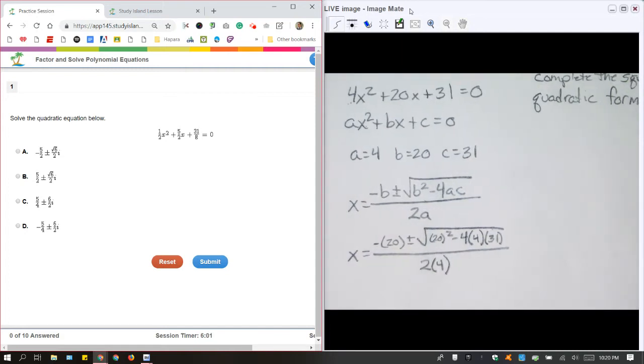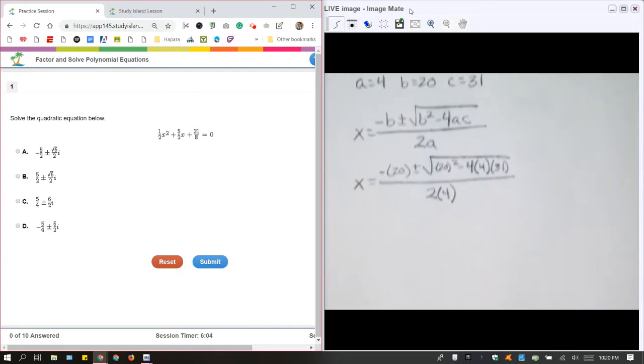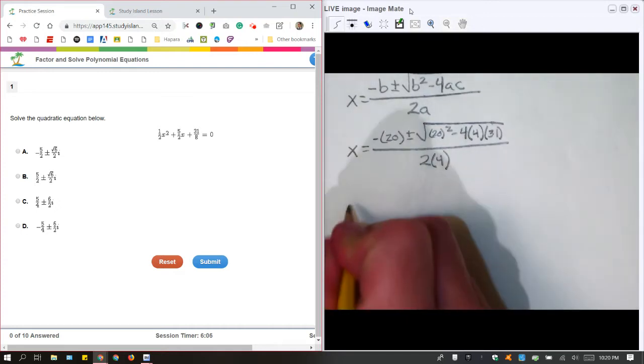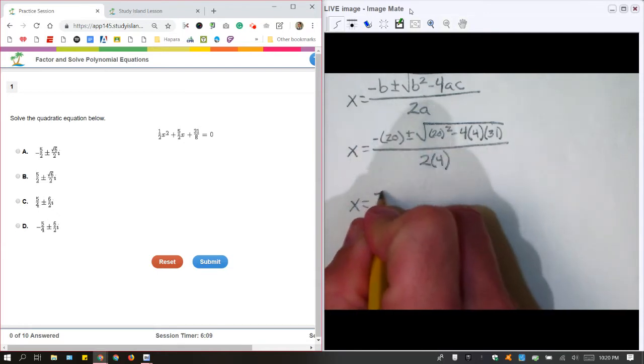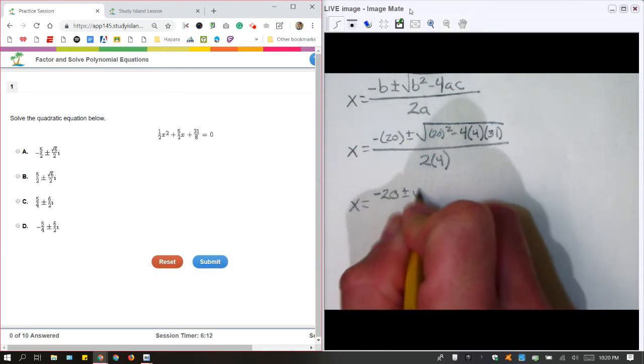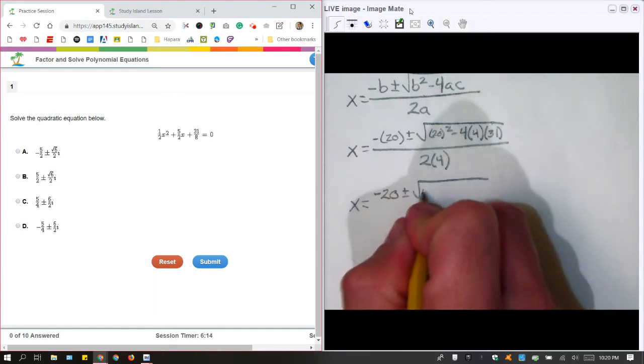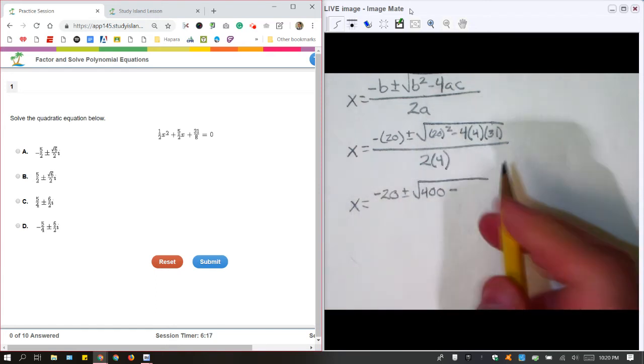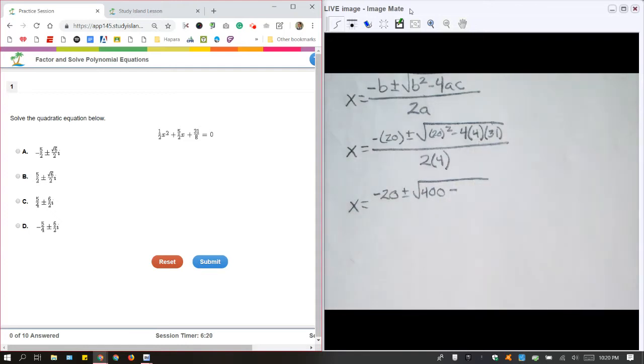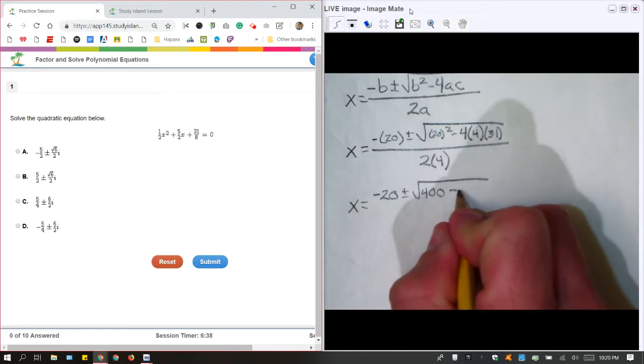So all we have to do is now simplify this, and we will keep getting our answer. So what's the next step? X equals, well, negative 20 is just negative 20, plus or minus the square root of 20 squared, which is 400, minus 4 times 4, which is 16, and 16 times 31. Don't be afraid to go ahead and use a calculator for this. 16 times 30 is 480, so 16 times 31 is 496. And so we have minus 496.